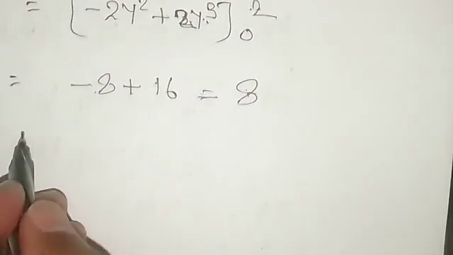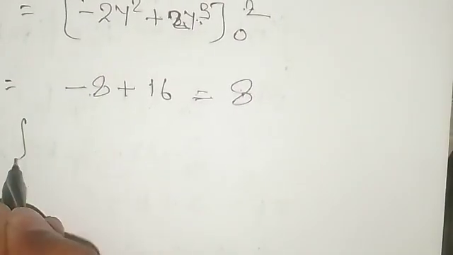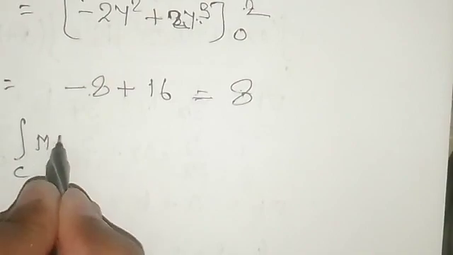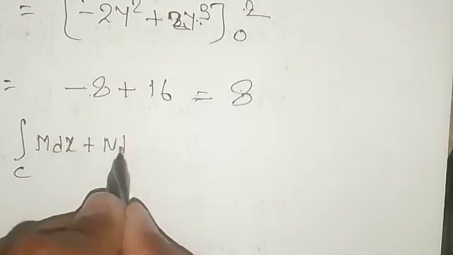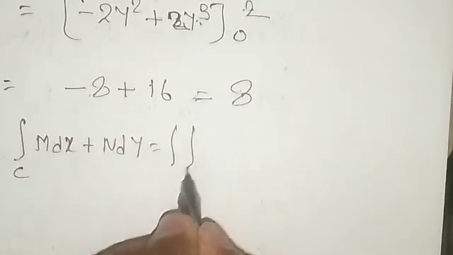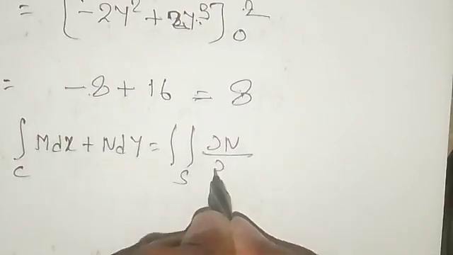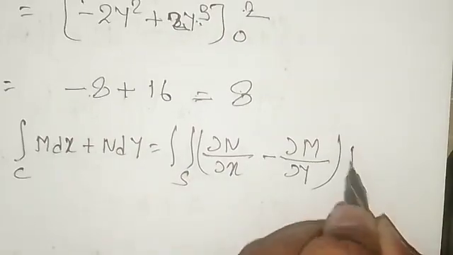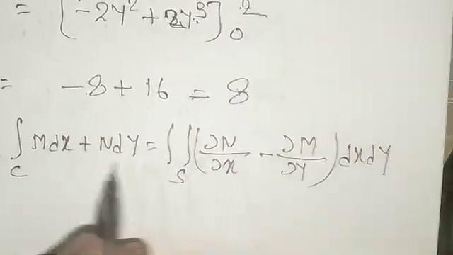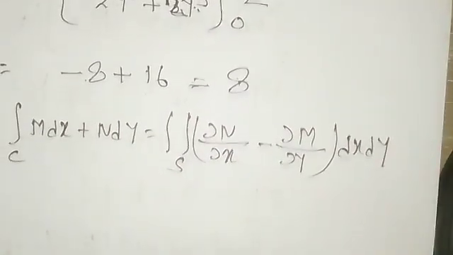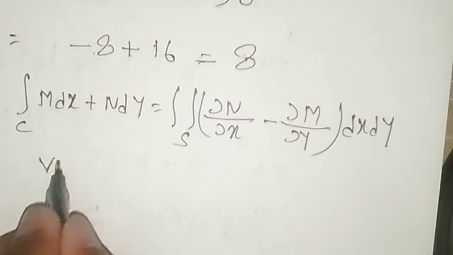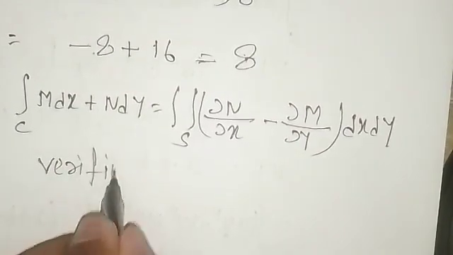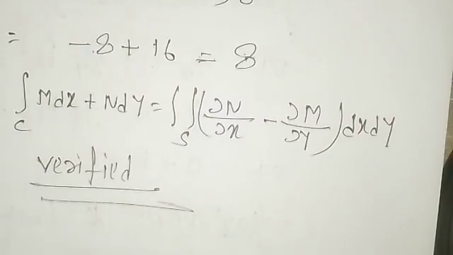So now we need to check that from those 2 evaluations you can say that cyclic integral of m dx plus n dy is equal to the surface integral of dou n by dou x minus dou m by dou y over dx and dy is equal to 8. So we can say that hence Green's theorem is verified, right? It is verified. So this is how you will do the problem. Thank you.